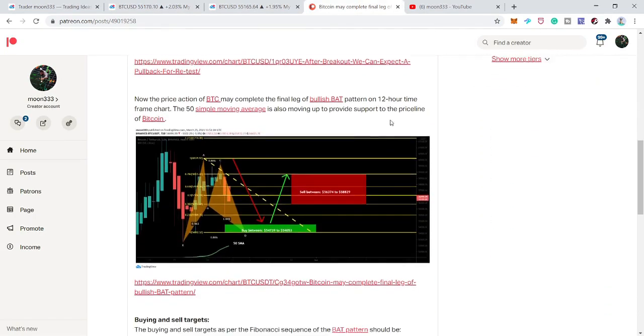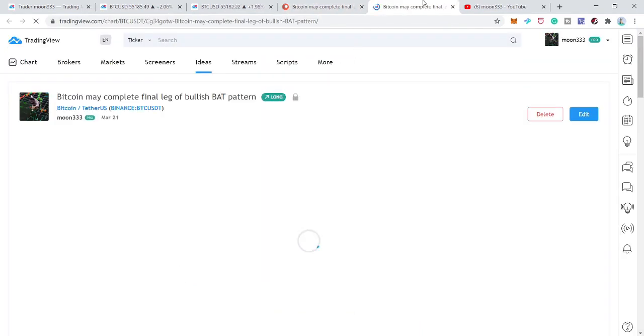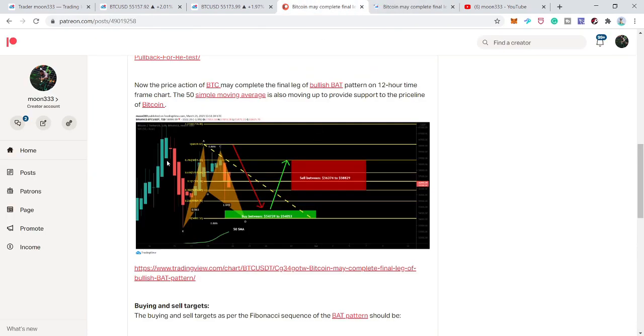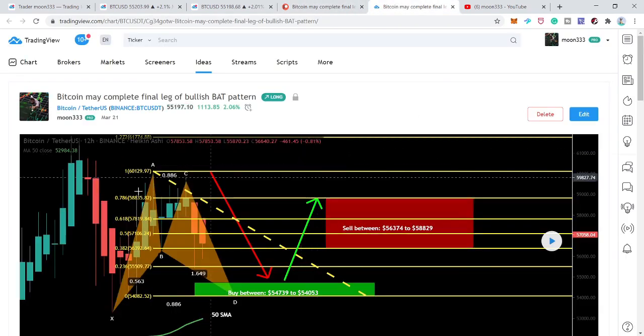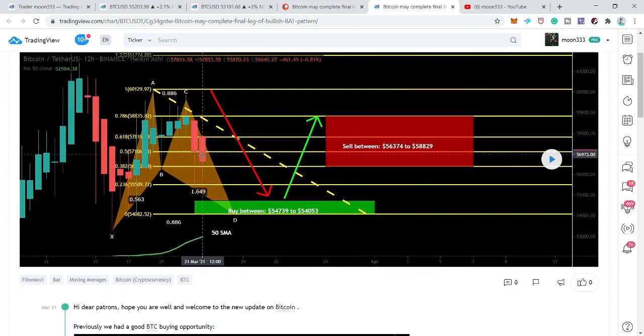at the Patreon. And that was the Bitcoin was completing this final leg of the bullish bat pattern on this daily time frame chart. Sorry, this was the 12-hour chart. And we can see that the price line was just moving above this buying zone.